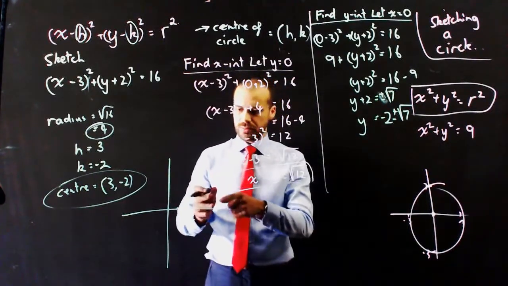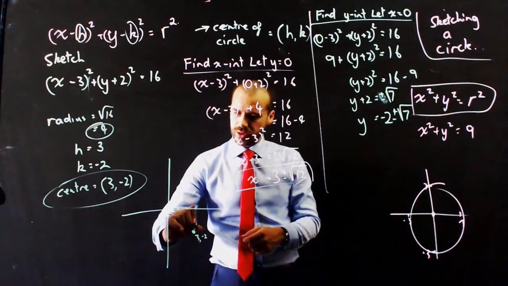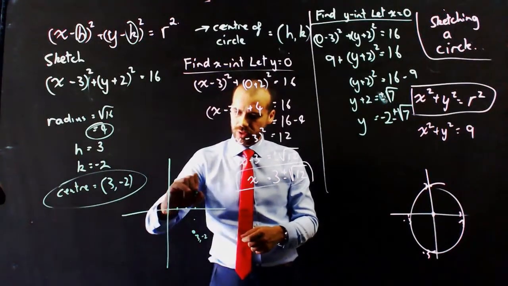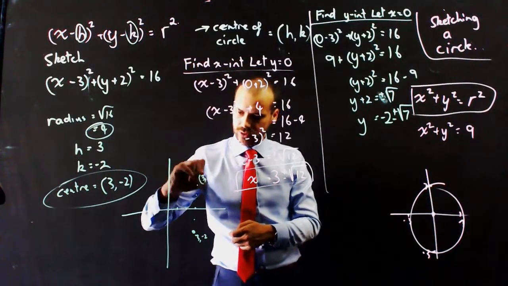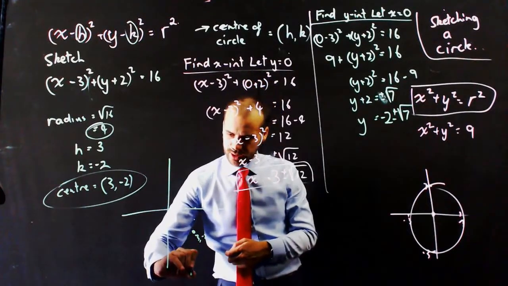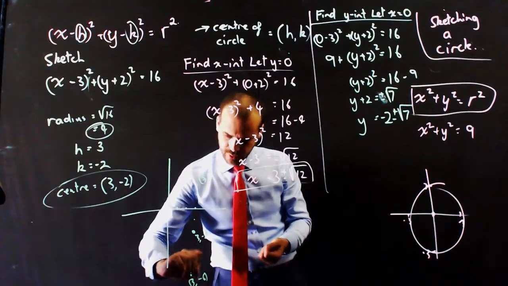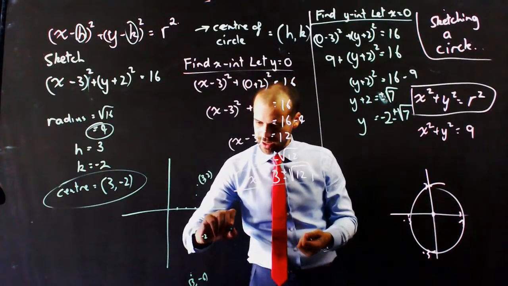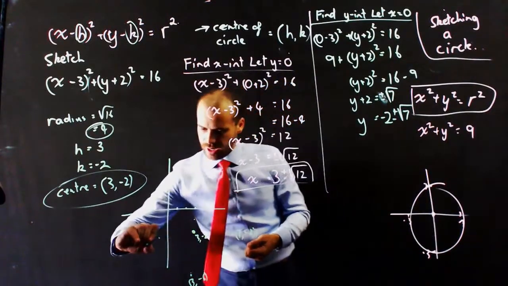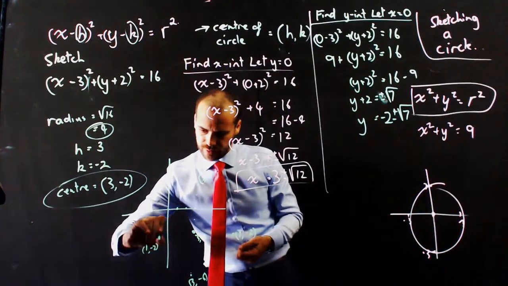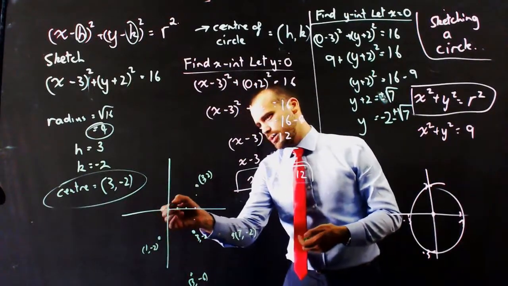I know a lot of things about these points. If this point is 3, negative 2, then counting 1, 2, 3, 4, I know that the top of it is going to be up here at 3, positive 2. And I know that this point is going to be down here at 3, negative 6. And this point is going to be over here at 7, negative 2. And this point is going to be here at 1, negative 2. But I should also know that there are going to be x and y intercepts there and there.